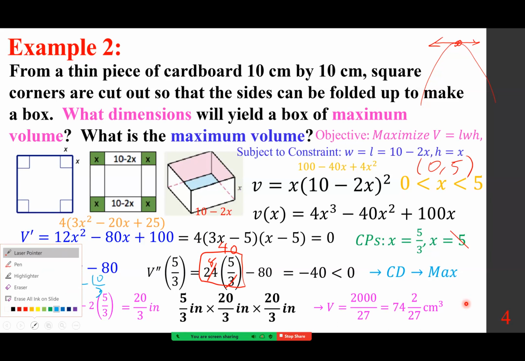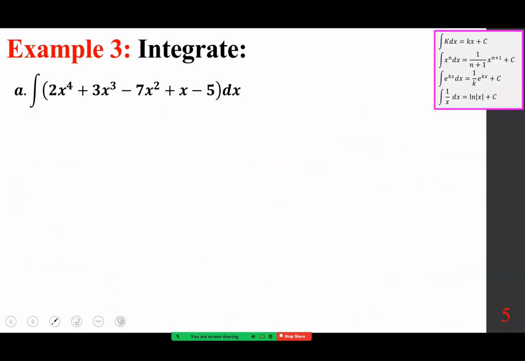When you multiply those three fractions, we get 2000 over 27. That's easy to do. 5 times 20 times 20, 3 times 3 times 3. So that's what we have. Let's switch gears and look at some integrations.